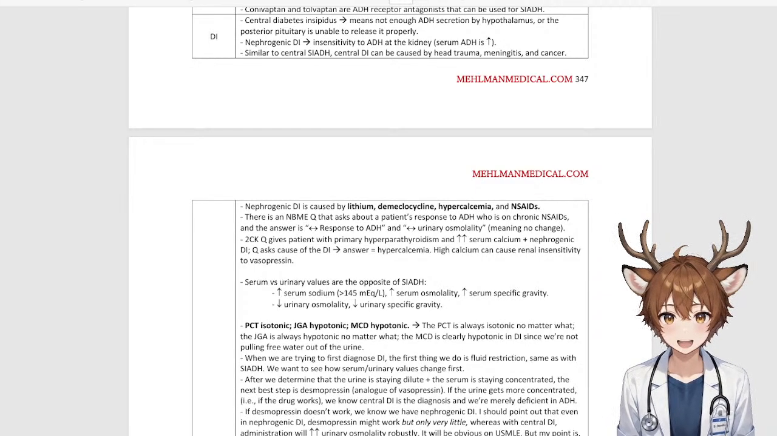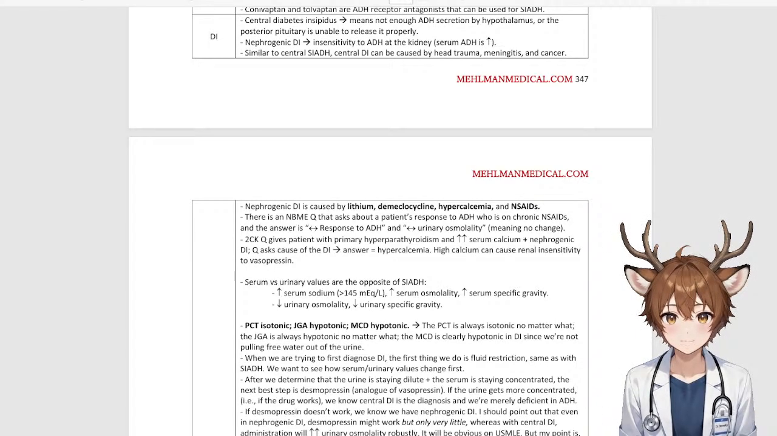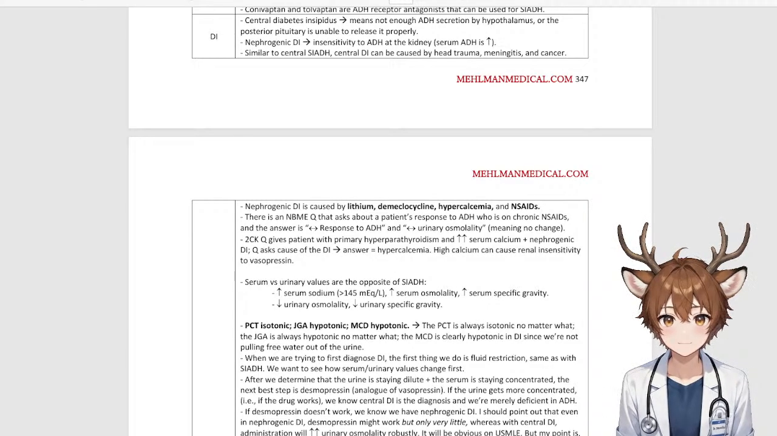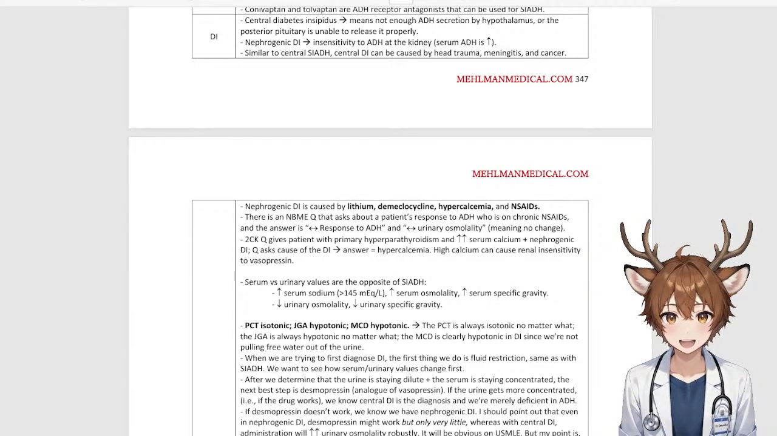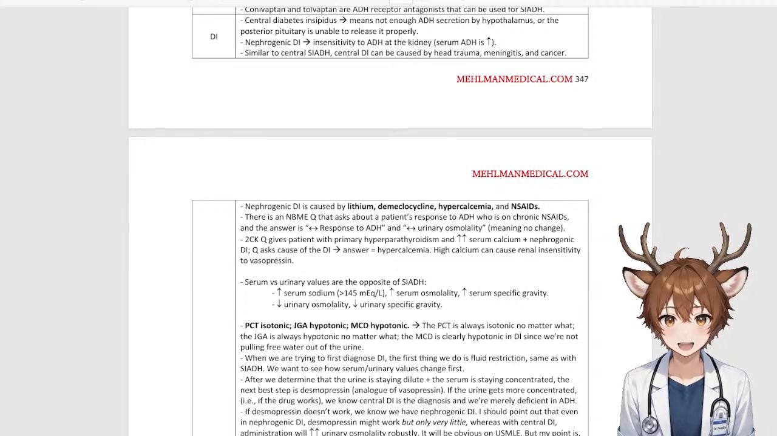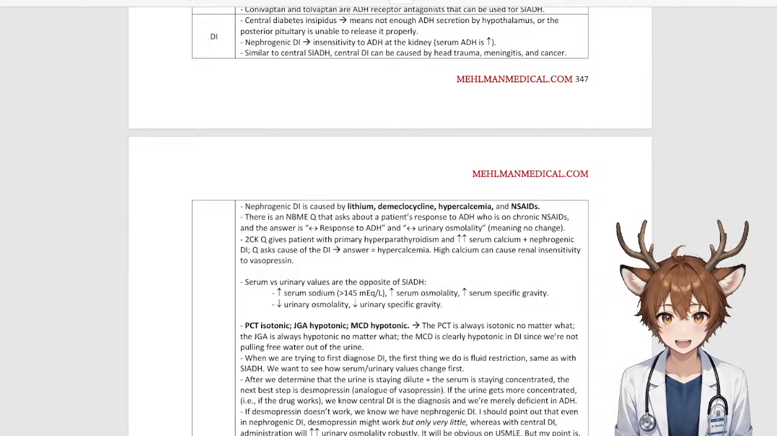There is an MBME question that asks about a patient response to ADH who was on chronic NSAIDs, and the answer is variable, different response to ADH, and variable urinary osmolality, meaning no change. So no changes in ADH response or urine osmolality.